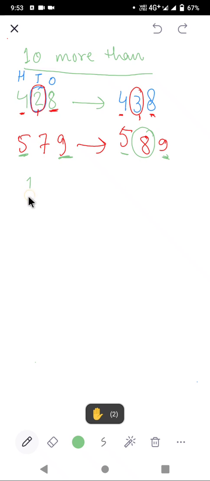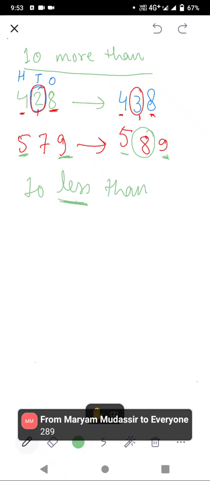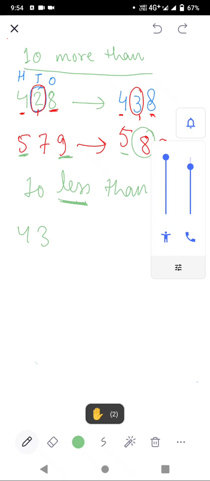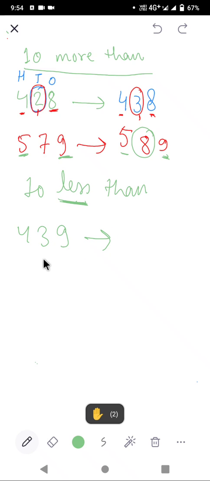Now 10 less than. For less, what we need to do is subtract 1. For more we add 1 in the tens place, and for 10 less we subtract 1 from the tens place. So let's take a number. Students, don't copy this in your notebook. No need to copy it, just listen. 439 is there, so we have to find 10 less than it.